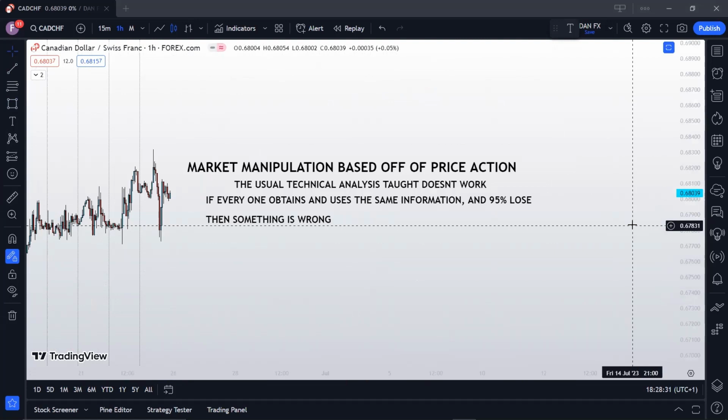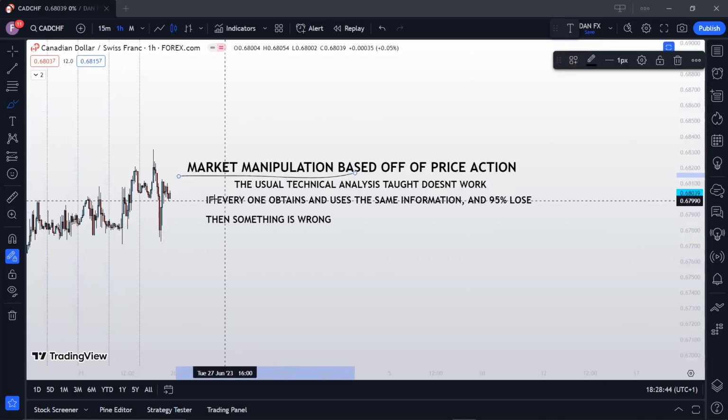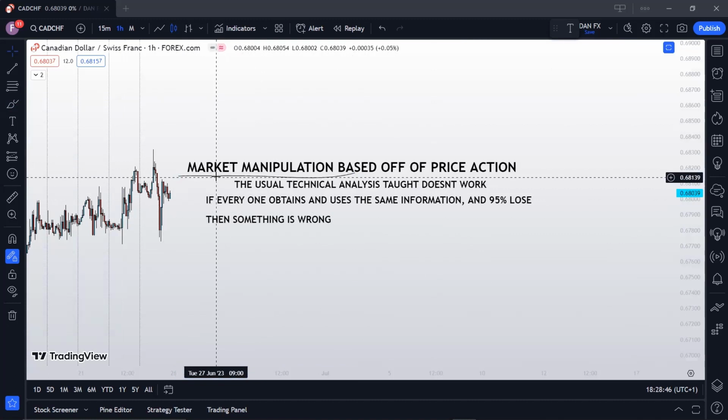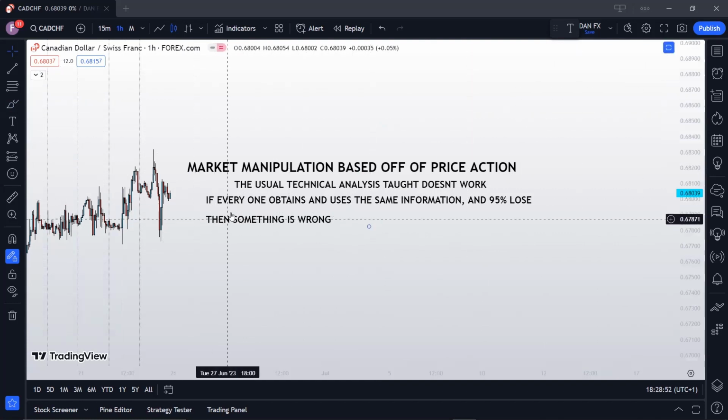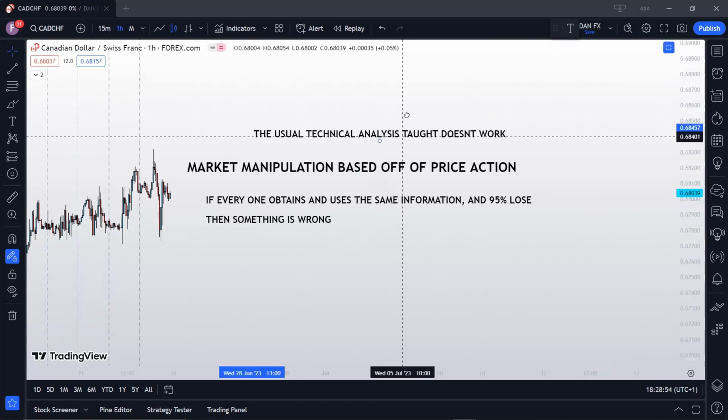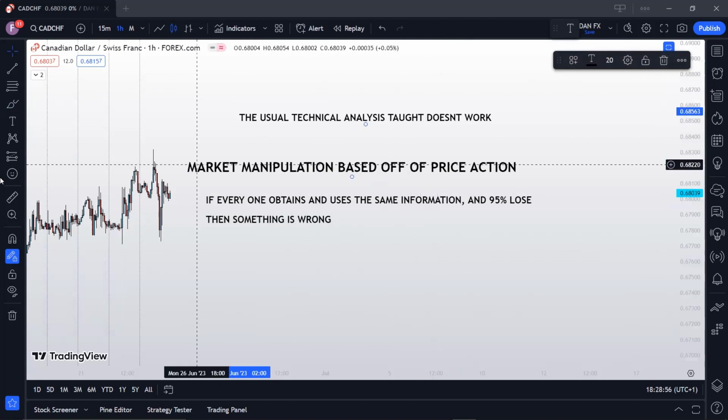In this video, I'm going to be showing you one of the best price action strategies out there on the internet, and this is based off of market manipulation. I'm going to be explaining how the market is manipulated based off of price action, how you can better understand what is actually going on, because the usual technical analysis taught online doesn't work.